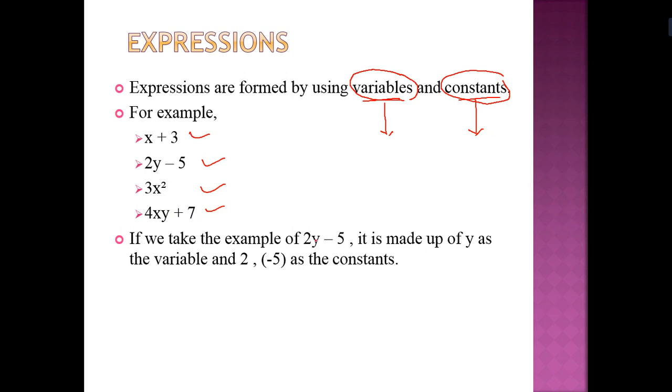If we take the example of 2y minus 5, it is made up of y as the variable. So we first identify which is the variable. So we have x, y, x square, xy. These are all variables. And 2 and minus 5 are constants. From 0 to 9, we can use numbers as a constant; infinite numbers we can use as a constant.